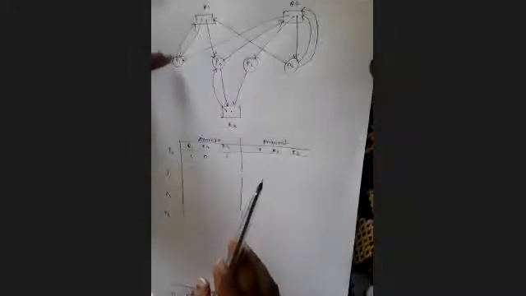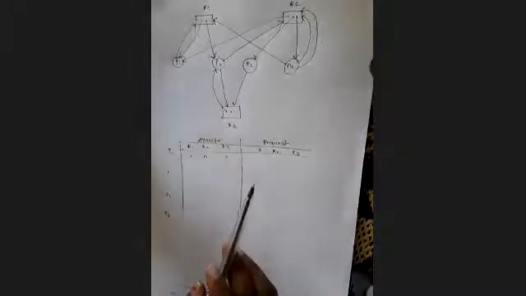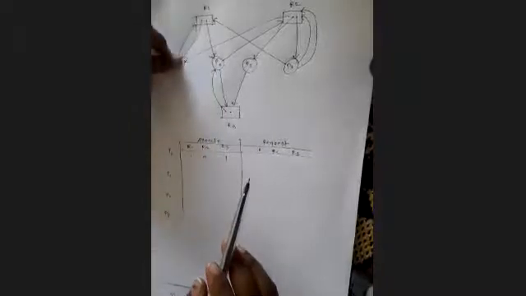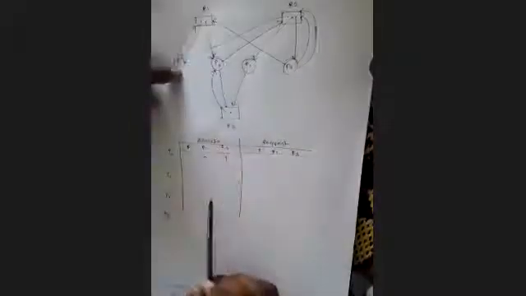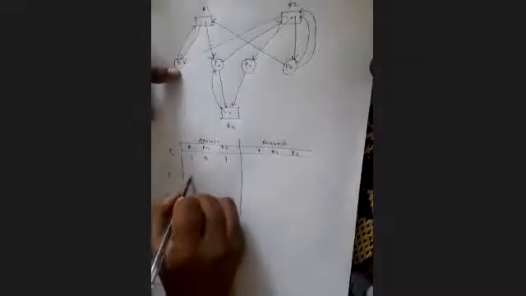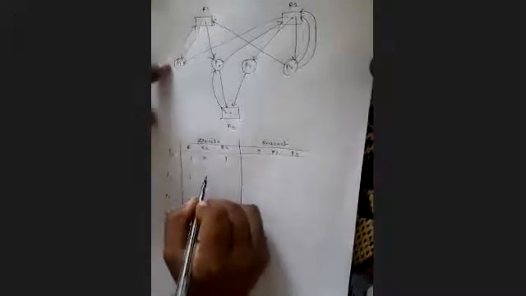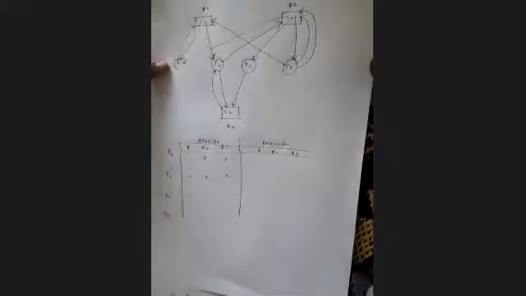Now check for p1. There are two incoming arrows. Incoming two arrows means two instances for any one of the resources have been allocated. So we just have to check which resource's instance has been allocated. So this is from r1 and this arrow is from r2. So we can say r1 and r2. So no any other is allocated, so simply we can write 0.